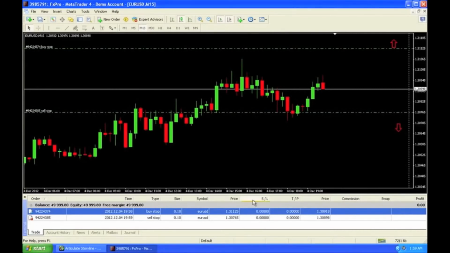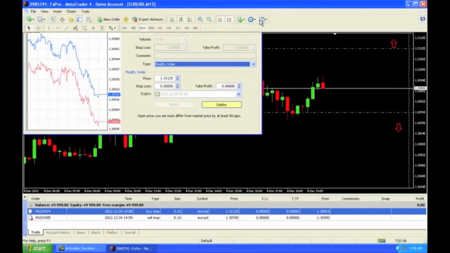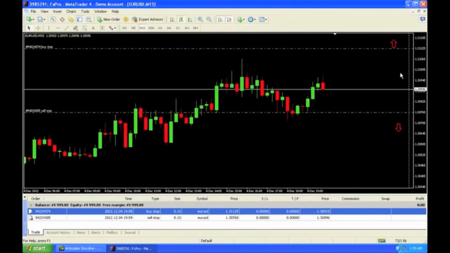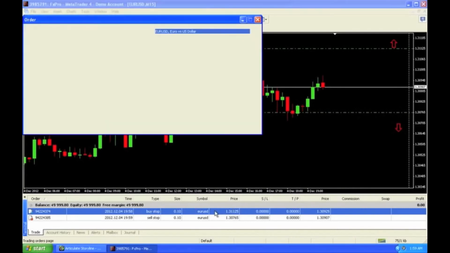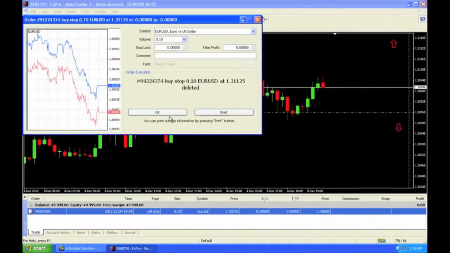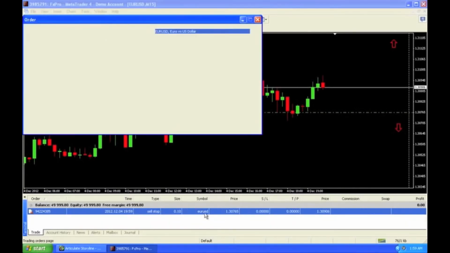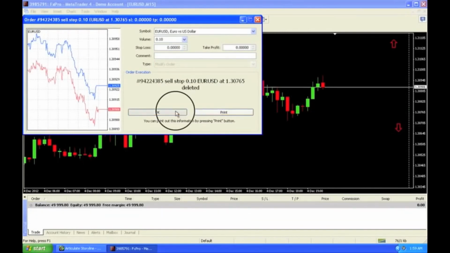Now, these are the conditions for a stop entry. That's the terminology that is used. It's called a stop entry, to go above from the current market or below from the current market. Let's go ahead and close these. Delete these orders. Double click and delete. I no longer want them.